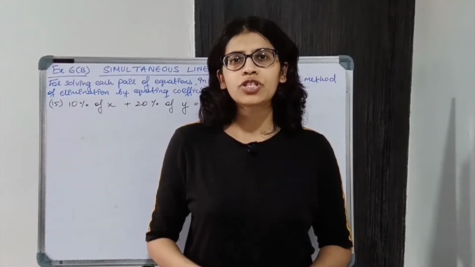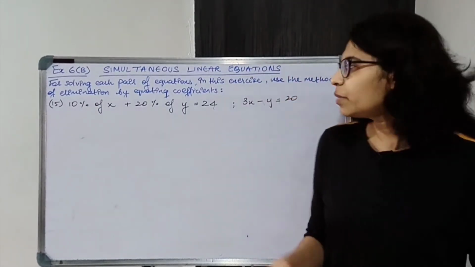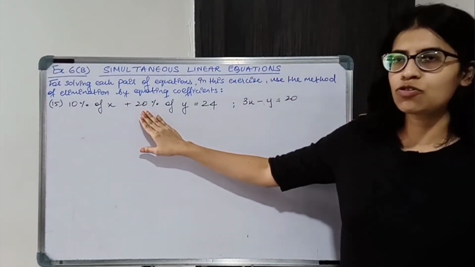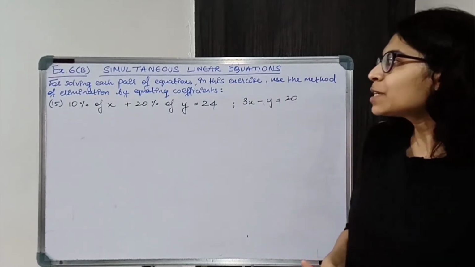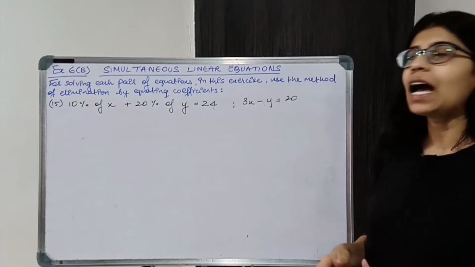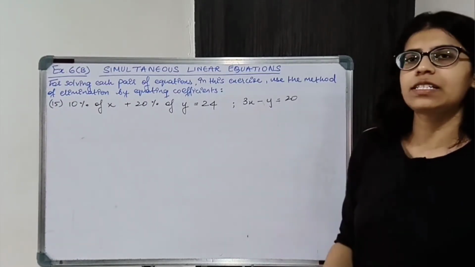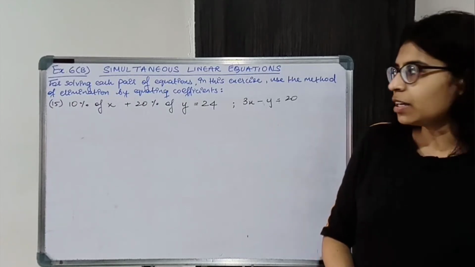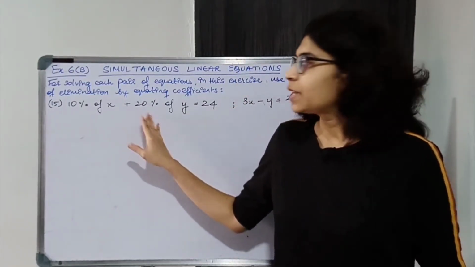Let's solve the next question, question number 15. Over here one of the equations is not given in normal form. We are told 10% of x plus 20% of y is equal to 24, and the other one is in the normal form, 3x minus y is equal to 20. Here we need to solve this.